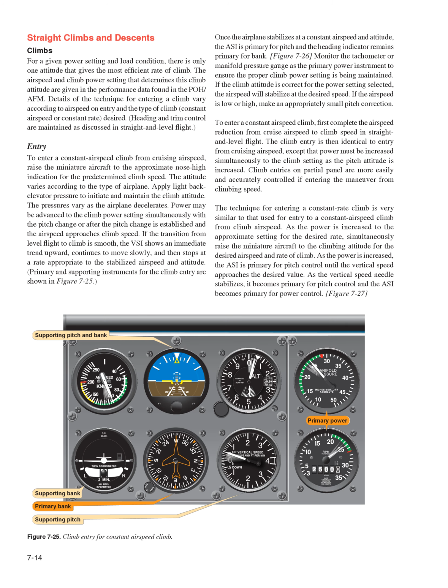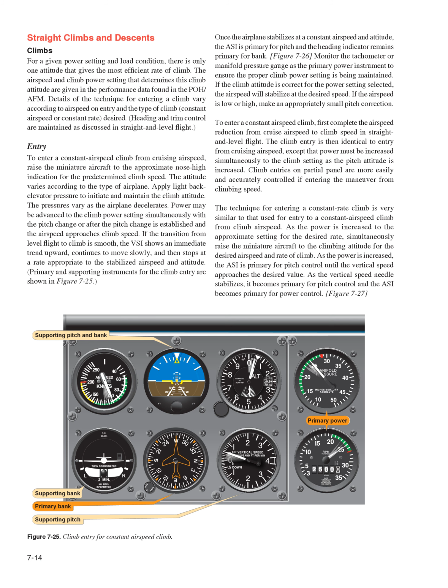Straight climbs and descents. Climbs: for a given power setting and load condition, there is only one attitude that gives the most efficient rate of climb. The airspeed and climb power setting that determines this climb attitude are given in the POH/AFM. Details of the technique for entering a climb vary according to airspeed on entry and the type of climb, constant airspeed or constant rate, desired. Heading and trim control are maintained as discussed in straight and level flight.